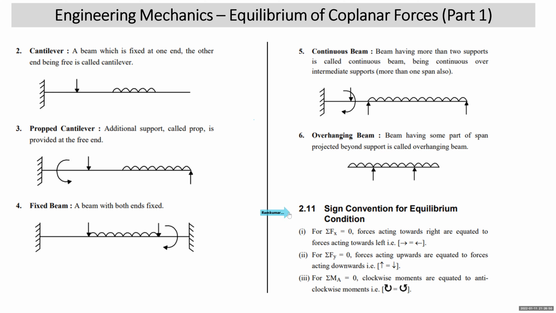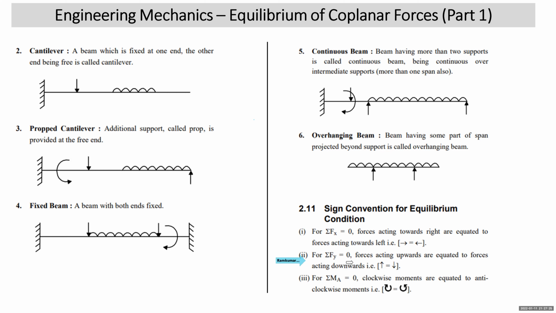Now we have to understand the sign convention for the equilibrium conditions which we are going to use. If we say sigma Fx is equal to 0, in simple words, the algebraic sum of the components of all forces in the x direction is 0. But if you think a little, it means forces towards right should be equated to forces towards left. Sigma Fx equal to 0 means forces are balanced in the x direction, which is horizontal. So forces towards right should be equated to forces towards left. That's what I have listed here.